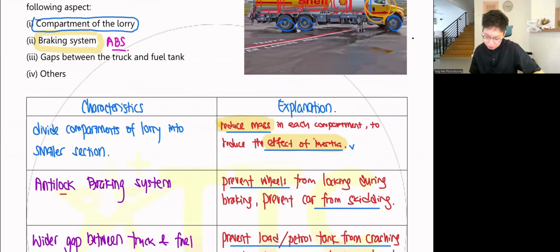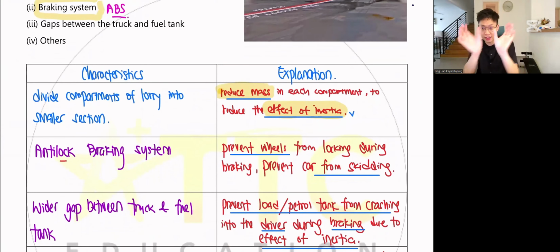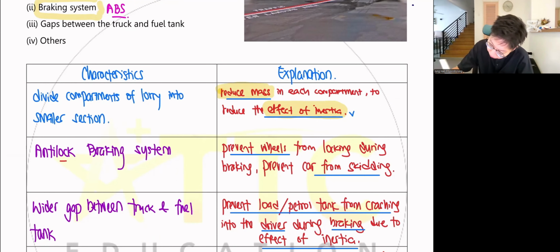So therefore, my answer will be I want to have a wider gap between the truck and the fuel tank. I want to make sure it's far enough to prevent the load or the petrol tank from hitting the driver. Sometimes it could be the load. You have a bit of space, so this object can shake, it can vibrate, so it won't keep bouncing like this. So you will prevent it from hitting the person and killing them. For me, I will explain that first of all, we want to prevent it from crashing into the driver during braking due to the effect of inertia. So if I write like this, I will write a more elaborate, longer answer.